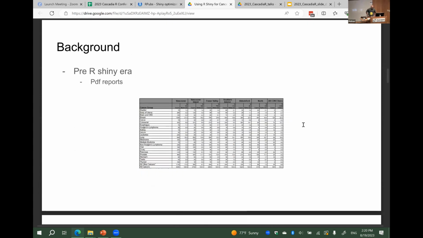At BC Cancer, we have been doing cancer surveillance for at least 25 years, if not more, from the time of our very first public cancer registry in the early 70s. We have been publishing something periodically. But before we moved on to using Shiny, we used PDF reports such as this. These were public facing, available for download on our website. This example specifically is for the referral rates in each health authority by cancer grouping.